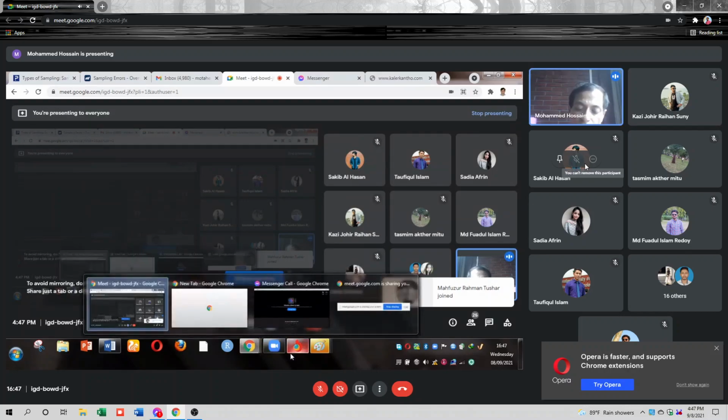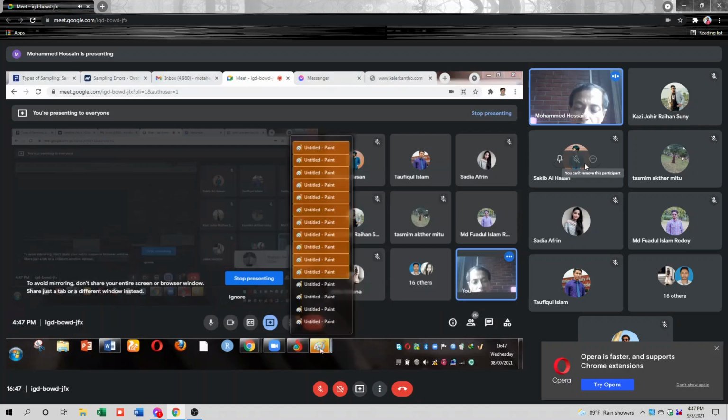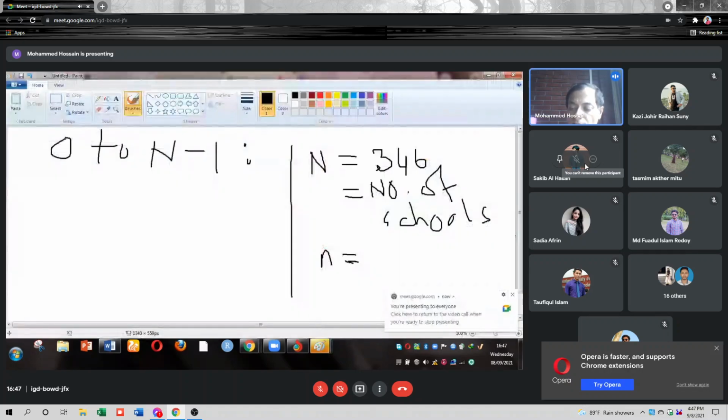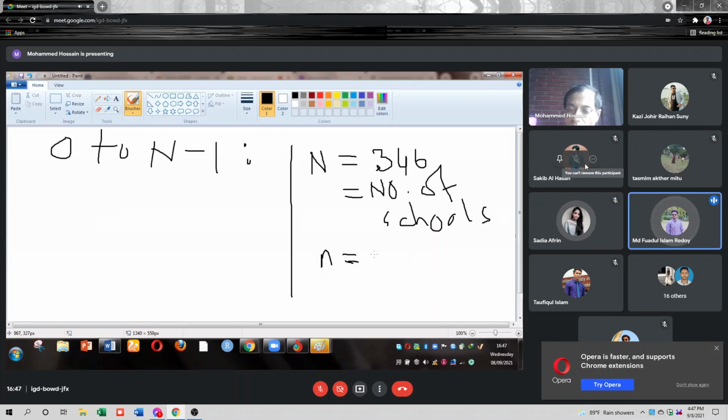So anyway, suppose your sample size is the last 2 digits of your ID. So please tell me, the last 2 digits of your ID. 34. Suppose 3, 4. That is 34. So what does it mean? This means that you want to select 34 schools randomly. How many schools do you want to select randomly? 34 schools randomly. Out of how many? Out of 346.